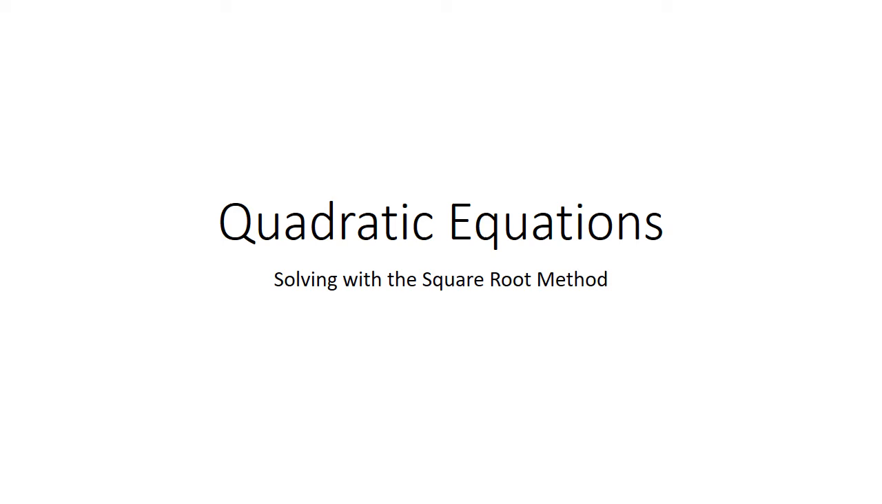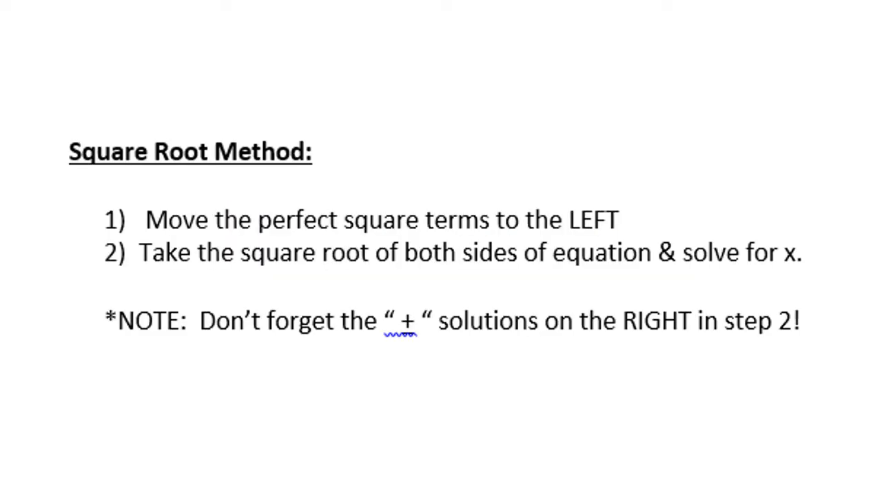Another way to solve quadratic equations is with the square root method. With the square root method, you will move all of the perfect square terms to the left-hand side of the equation. Then you will take the square root of both sides and solve for x. Don't forget to include both positive and negative solutions on that right-hand side when you take the square root.